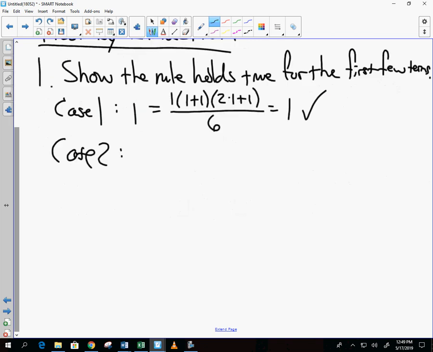Now what do I add up? 1 plus 4. So that's 5. And so then what do I plug in for n? No, I don't plug in 5. I did 2 terms. It's case 2. So I get 2 times 2 plus 1 times 2 plus 1, all over 6. So we get 5 times 3 is 15, times 2 is 30, divided by 6 is 5. Did it work? I'm convinced.